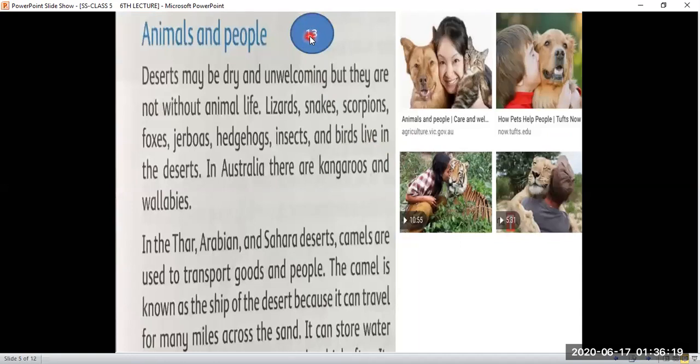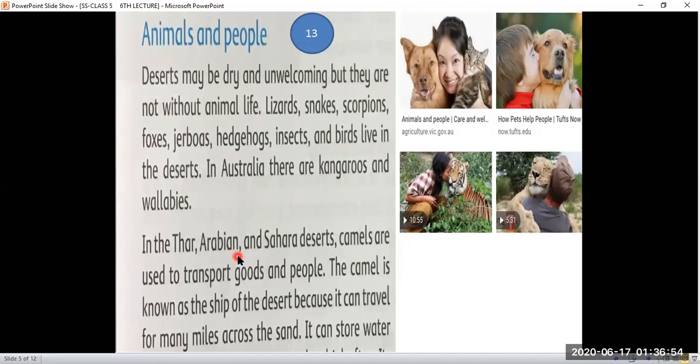Here we are talking on page number 13, animals and people. Deserts may be dry and unwelcoming, but they are not without animal life. Lizards, snakes, scorpions, foxes, jerboas, and hedgehogs, insects, and birds live in the deserts. In Australia, there are kangaroos and wallabies. So these are the different animals which are living in the deserts.